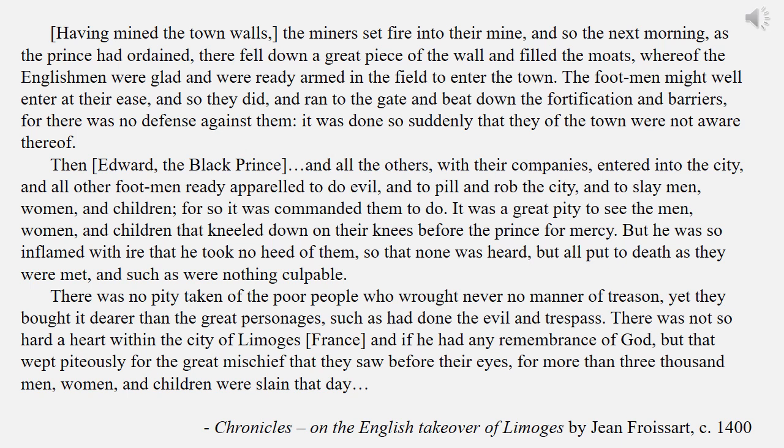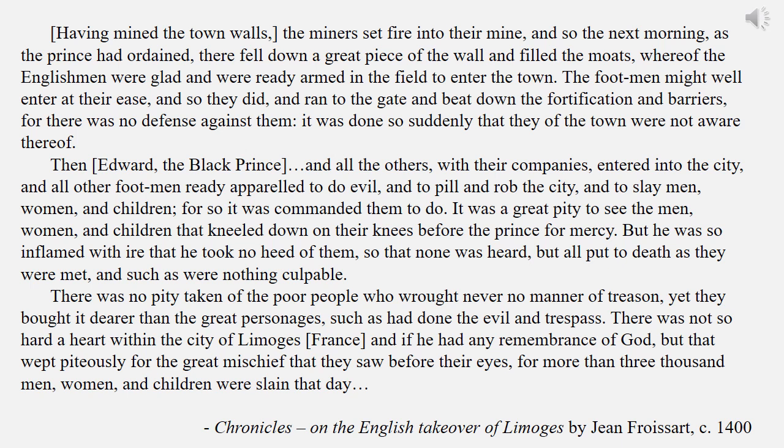It was a great pity to see the men, women, and children that kneeled down on their knees before the prince for mercy. But he was so inflamed with the ire that he took no heed of them, so that none was heard, but all put to death as they were met, and such as were nothing culpable. There was no pity taken of the poor people, who wrought never no manner of treason, yet they bought it dearer than the great personages, such as had done the evil and trespass.